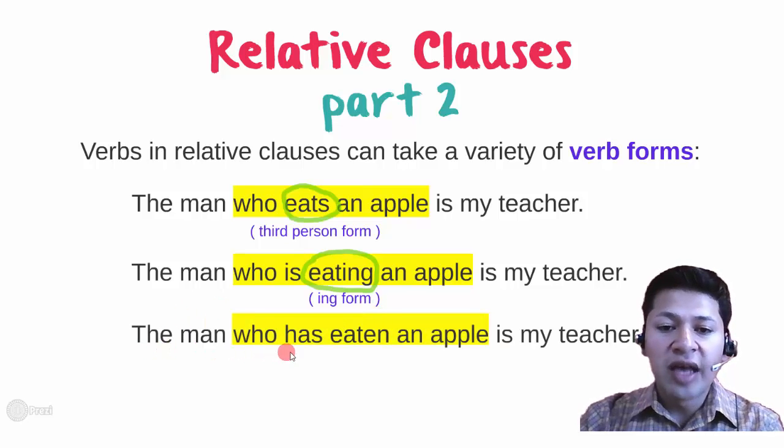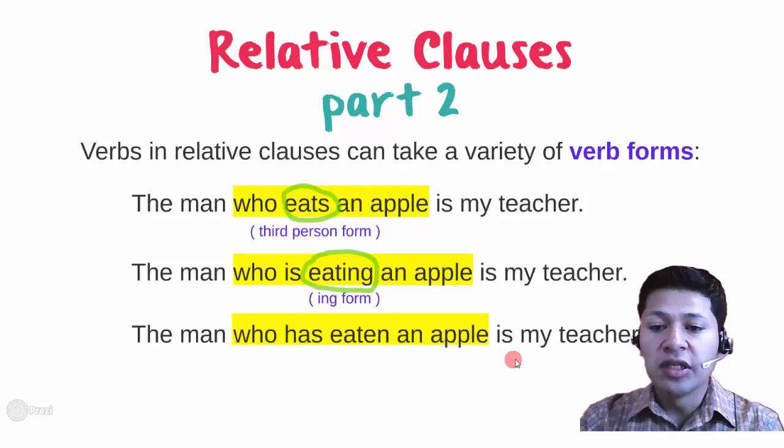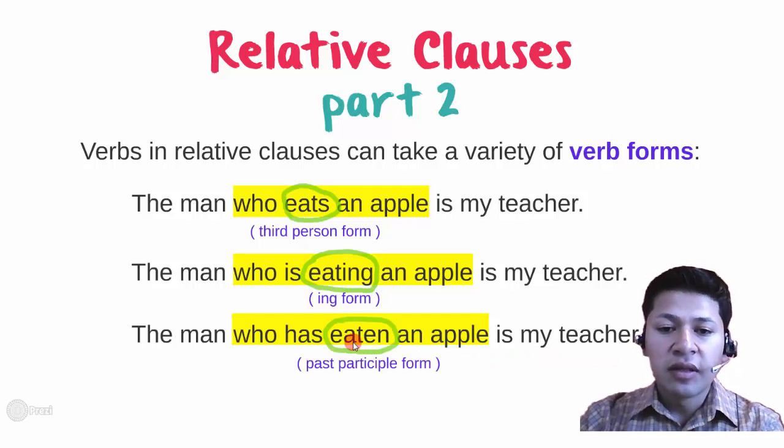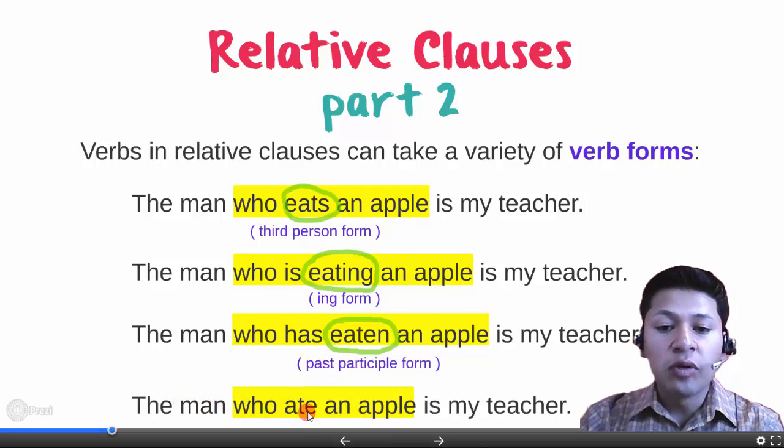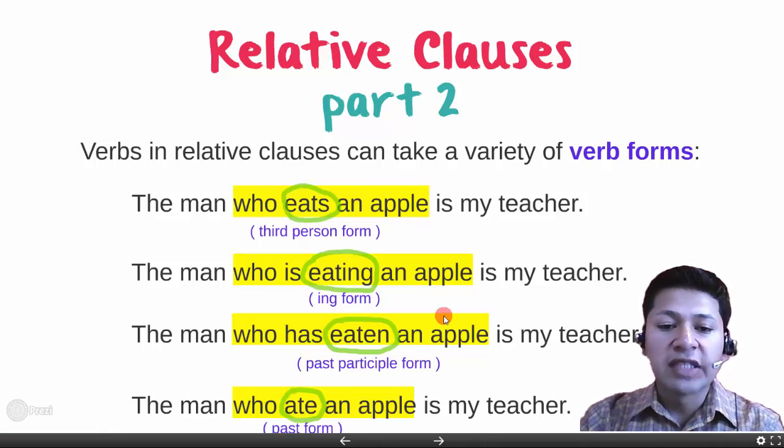The man who has eaten an apple is my teacher. Eaten has the past participle form of the verb. The man who ate an apple is my teacher. Ate is in the past form.